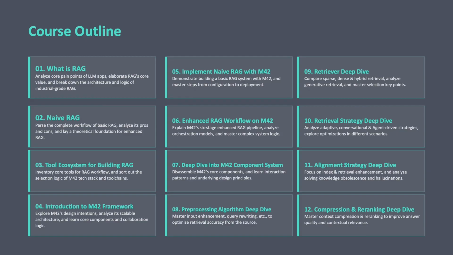Learn context compression and result re-ranking technologies to lift final answer quality and strengthen the relevance between retrieved context and user queries. That's our full 12-lesson roadmap. We'll start with fundamentals today, move from simple basic RAG to complex enhanced industrial RAG, then dive deep into underlying algorithms, and wrap up with hands-on M42 practice and advanced optimization strategies. Everything builds sequentially, so don't skip any section if you want to fully master the framework.